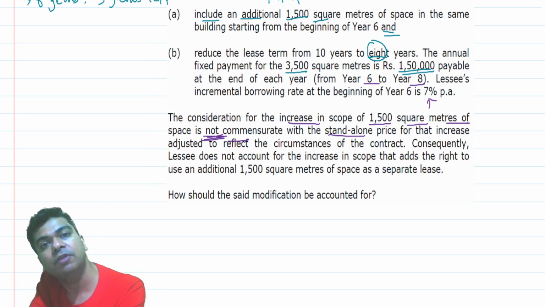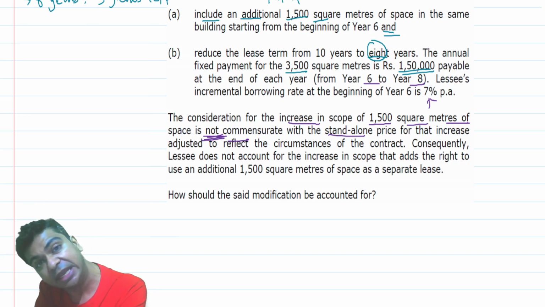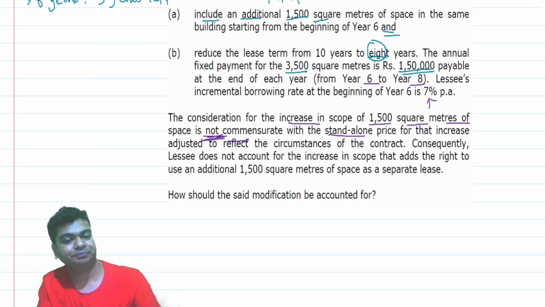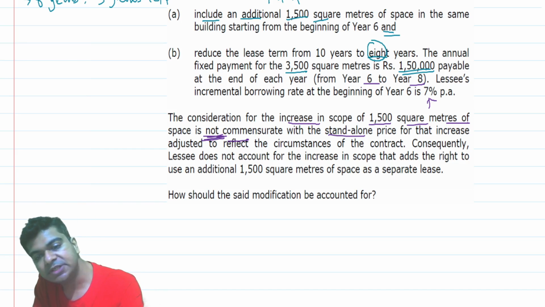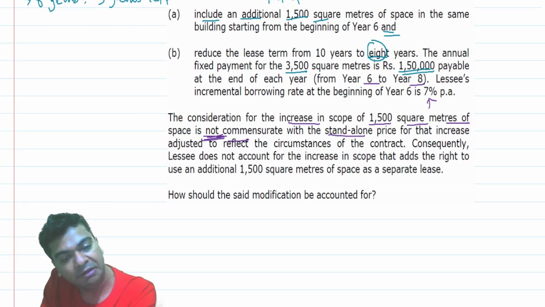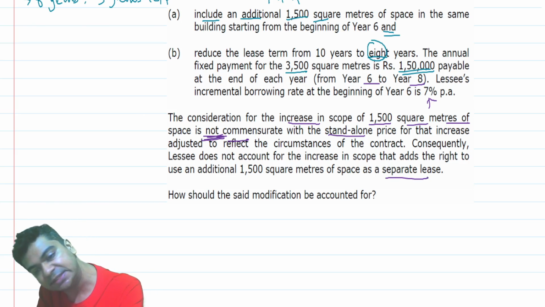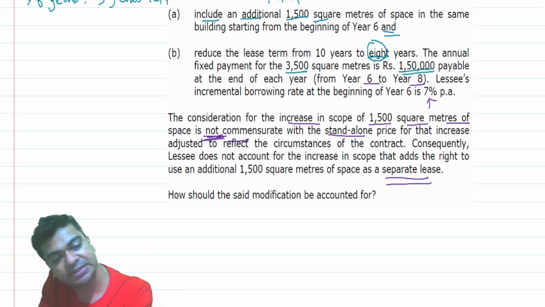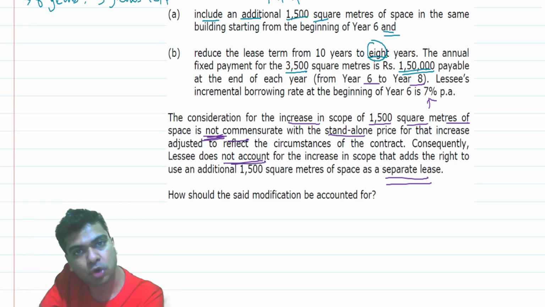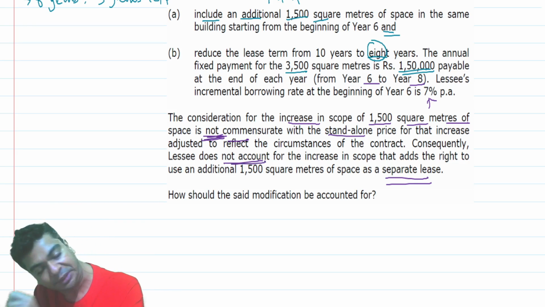The accounting of the modification will affect your existing lease. Standalone price for that increase adjusted to reflect the circumstances of the contract. Fine. Consequently, lessee does not account for the increase in the scope that adds the right to use an additional 1500 square meters of space as a separate lease. They are themselves saying that we will not account it as a separate lease. If this statement was not there, still our conclusion would have been the same.